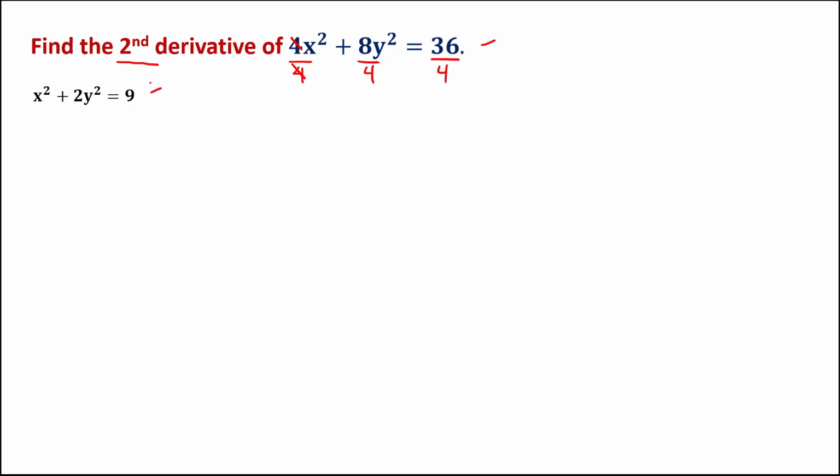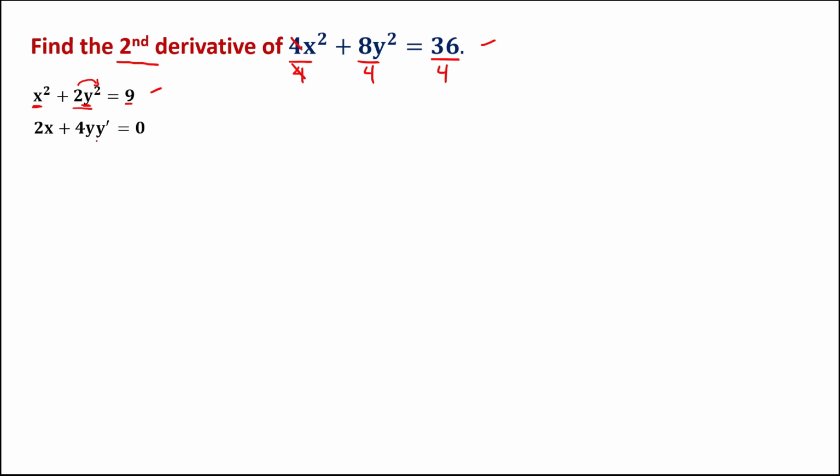Then from this, we can find the first derivative. The derivative of x squared is 2x. And the derivative of 2y squared, 2 times 2, is 4y. Take note that for every derivative of y, there is always a y prime. Then the derivative of a constant is 0.